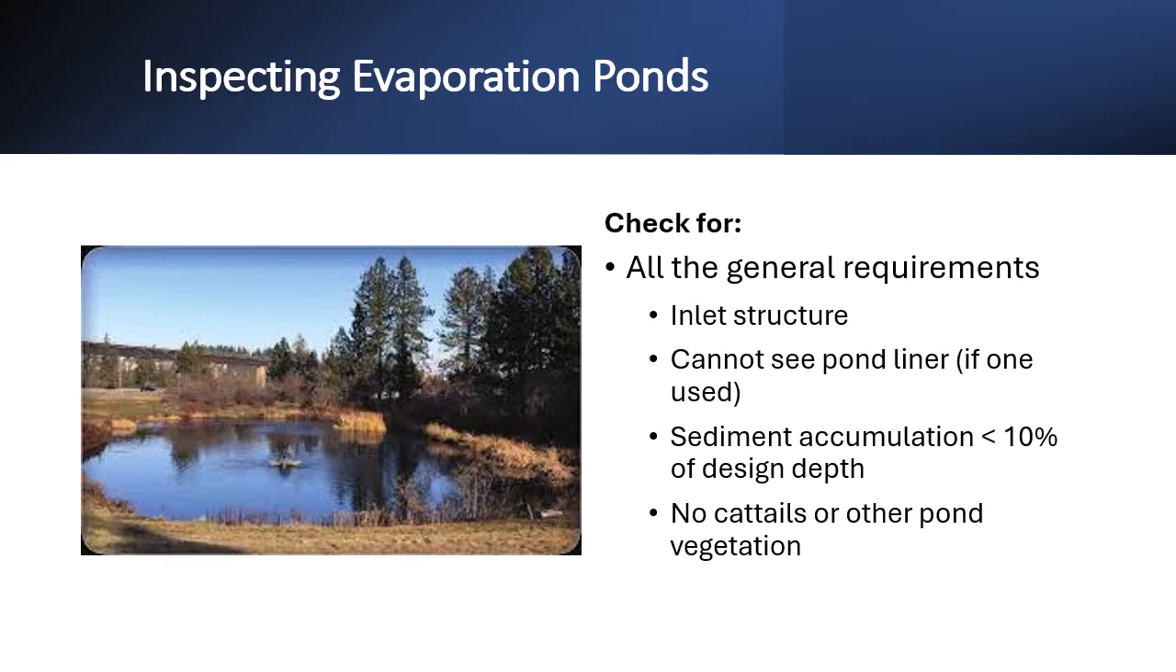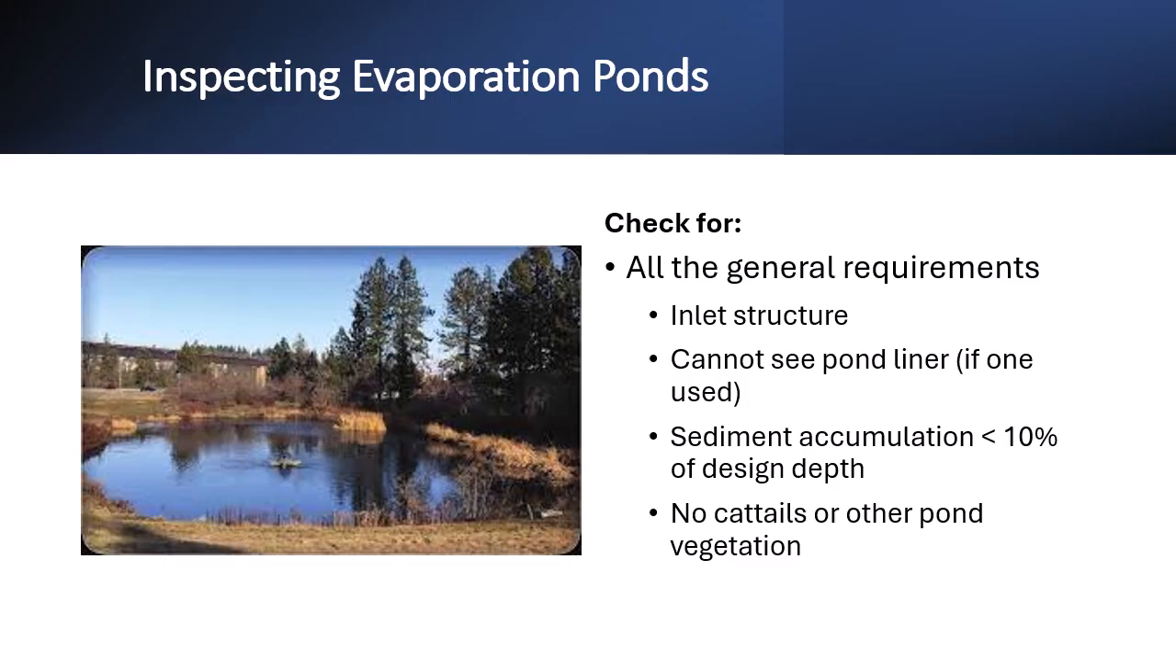When inspecting evaporation ponds, check all of the general requirements we discussed before, keeping in mind that evaporation ponds have only an inlet structure but no outlet structure unless there is an emergency spillway. You should not be able to see the pond liner if one was used when walking the perimeter of the pond. There should be minimal sediment buildup, with accumulated sediment being no more than 10% of the design depth.